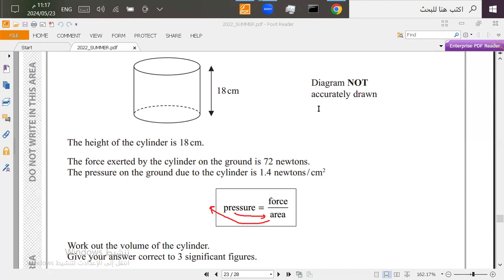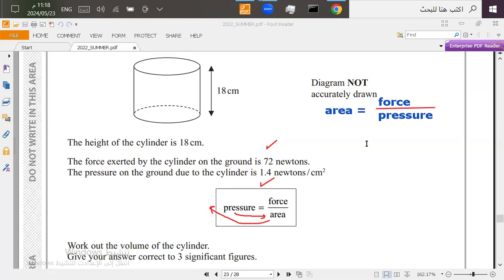Area equals, let's write it here, area equals force divide pressure, okay? Pressure. Now, after changing the formula like this, I'm going to use the numbers and divide them to find the area. So this is the force, and this is the pressure. I'm going to divide them by each other.